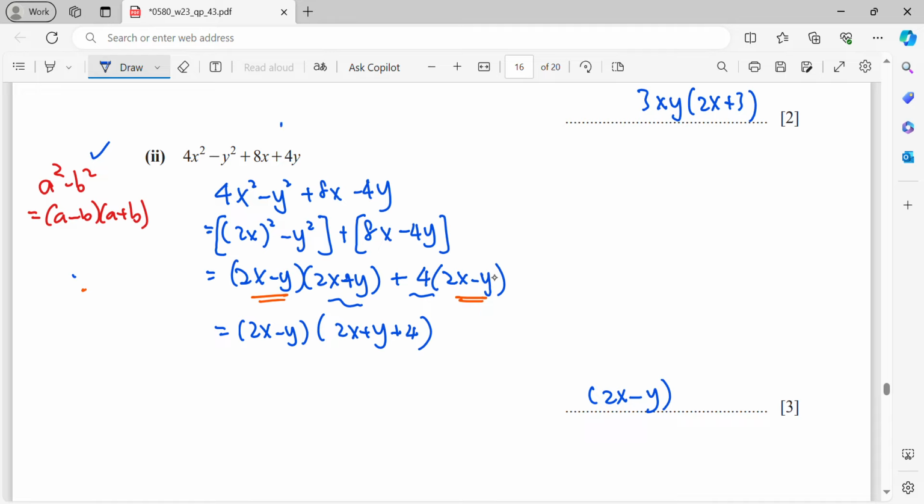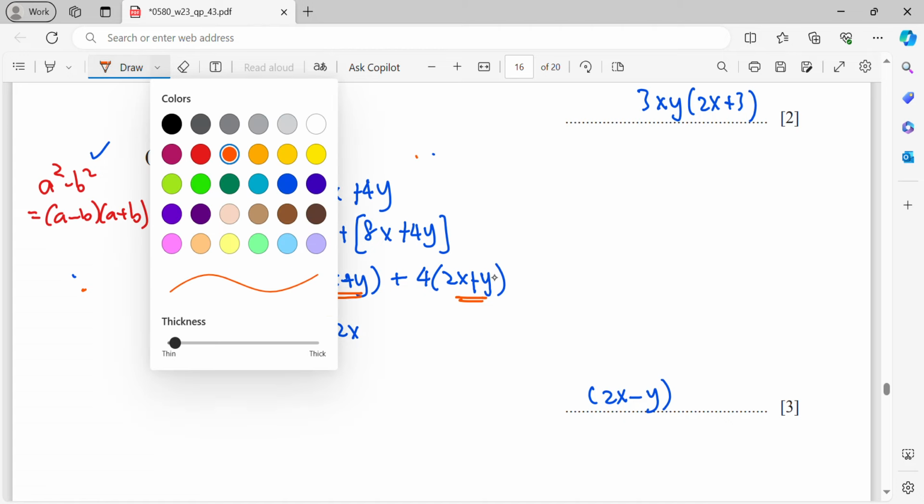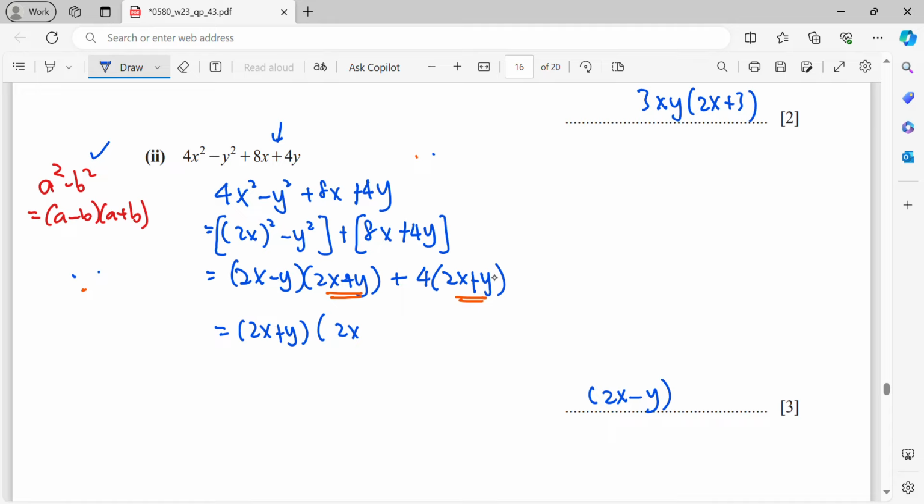Okay, wait. This is a plus. I made a mistake. This one should be plus. So the common factor is the 2x plus y. Okay, therefore I factorize 2x plus y. Then the remaining terms I need to combine. At last, you will be getting 2x plus y times 2x minus y plus 4.